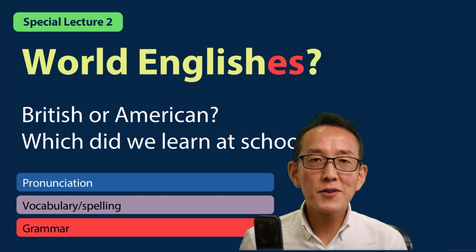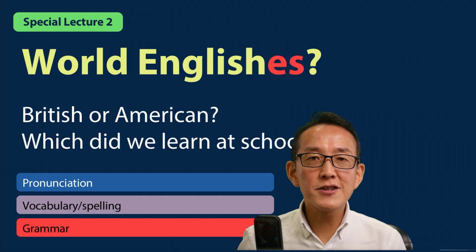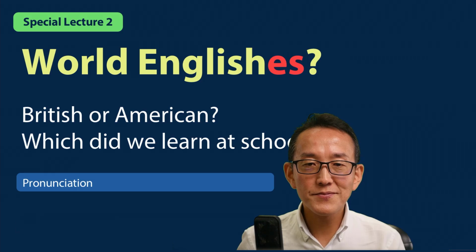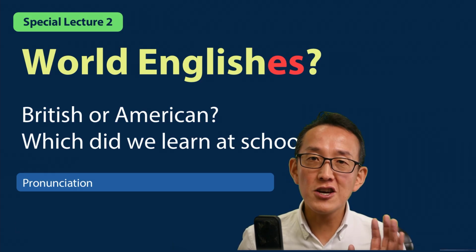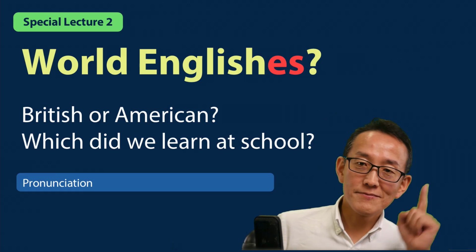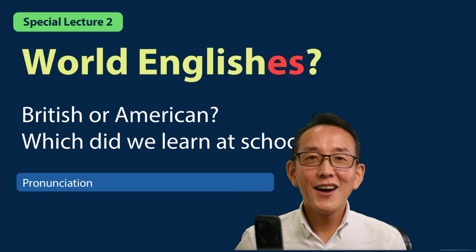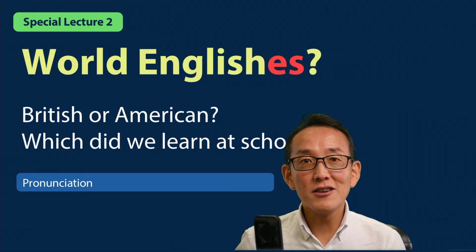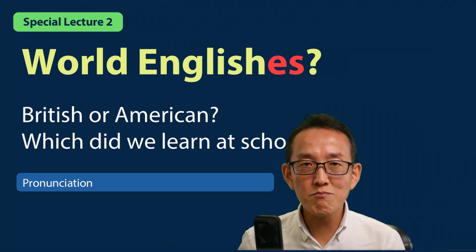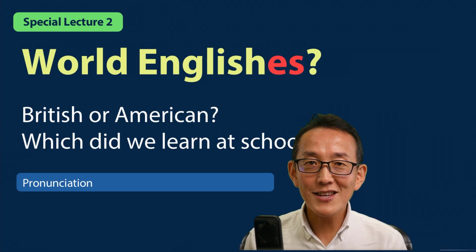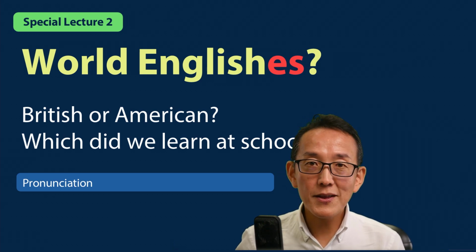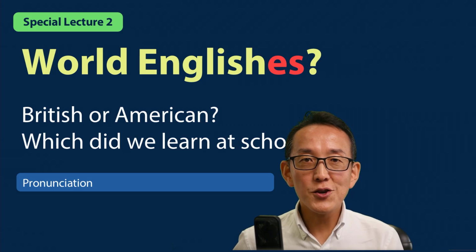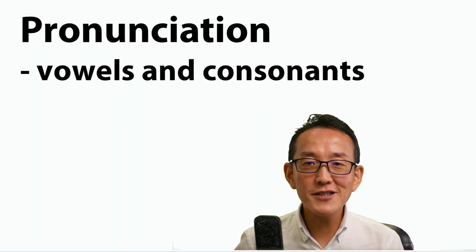As we go through the lecture, I'd like you to think of one question. Which English do you think you've learned at school? Is it British English or American English? Or perhaps a mixture of both? All right, let's find out. Today we'll be looking at differences in pronunciation. We'll start with vowels and consonants.